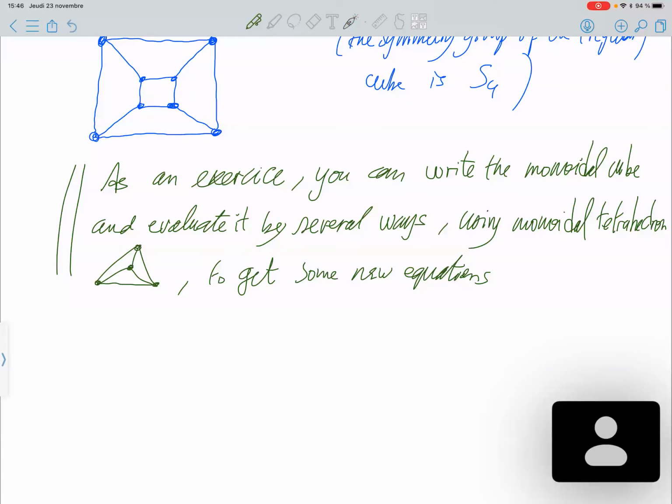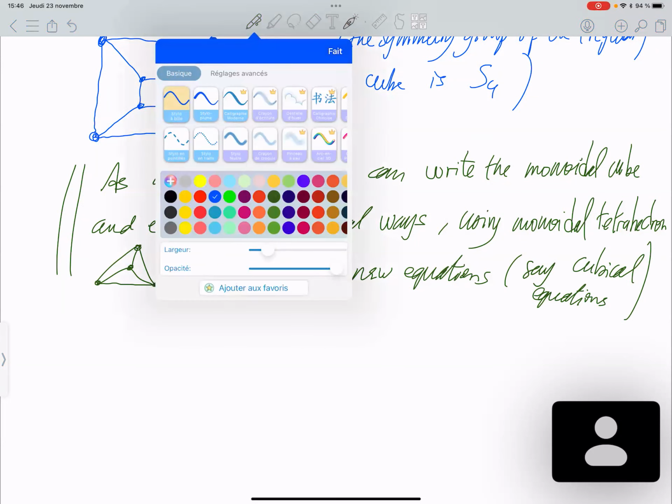Okay, so to get some new equation, say cubical equation. Cubical equation. In fact, I already saw some papers where they are using such cubical equations. Okay. So it will be nice. So this is the extra part of the remark I wanted to say.